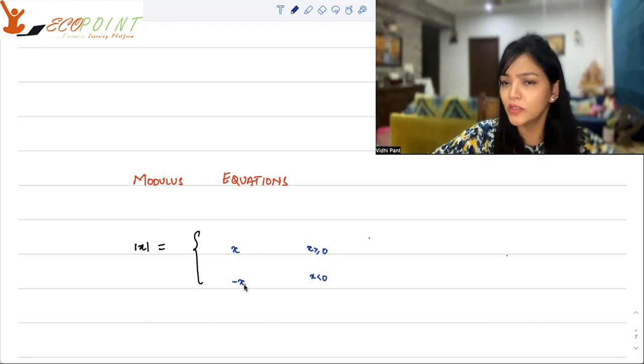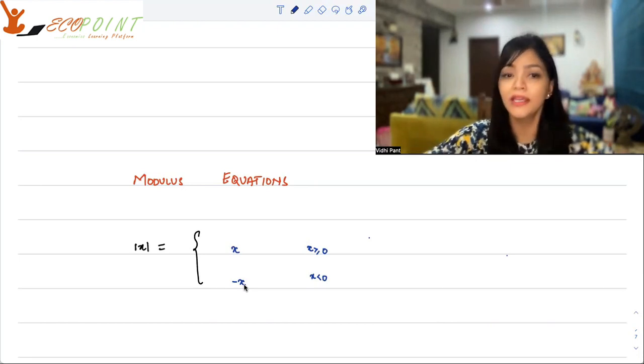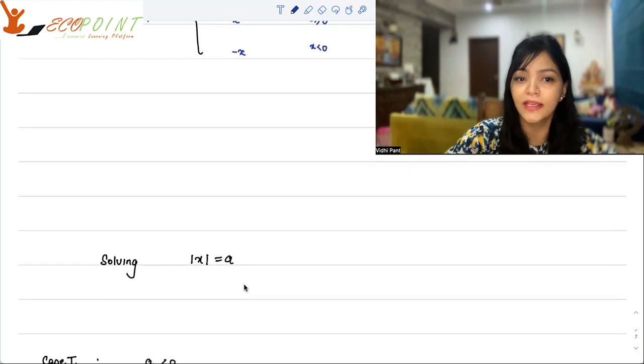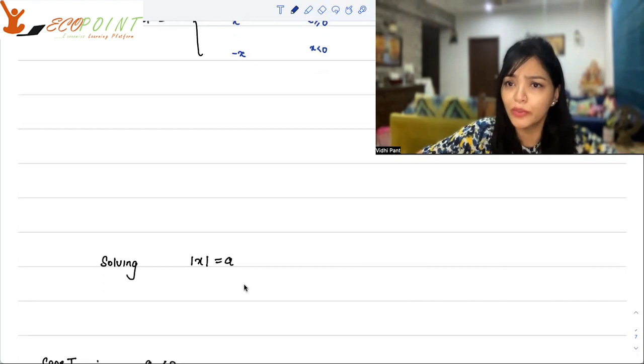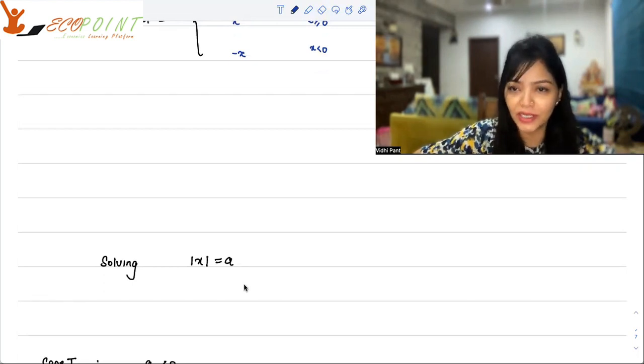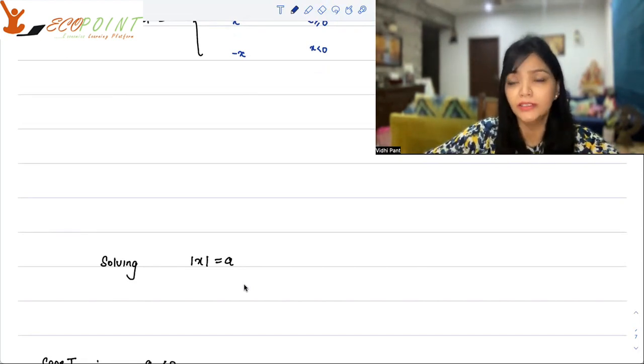Now we are interested in the modulus equations. So equation means that you're equating with something, right? If you have modulus of x and you equate it to some number a, how do we solve for it? Let's try it out. Now, there could be three scenarios that we will be working upon. This number a could be positive. This number a could be negative. This number a could be equal to 0. Accordingly, what solutions, how many solutions for that matter, can we have?